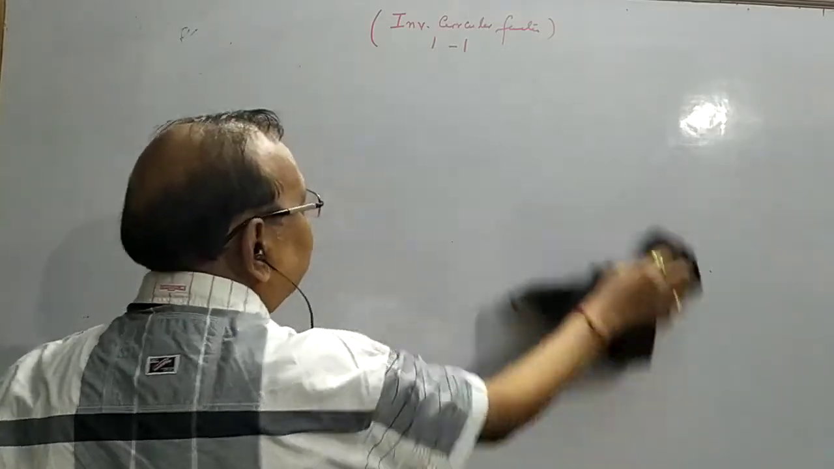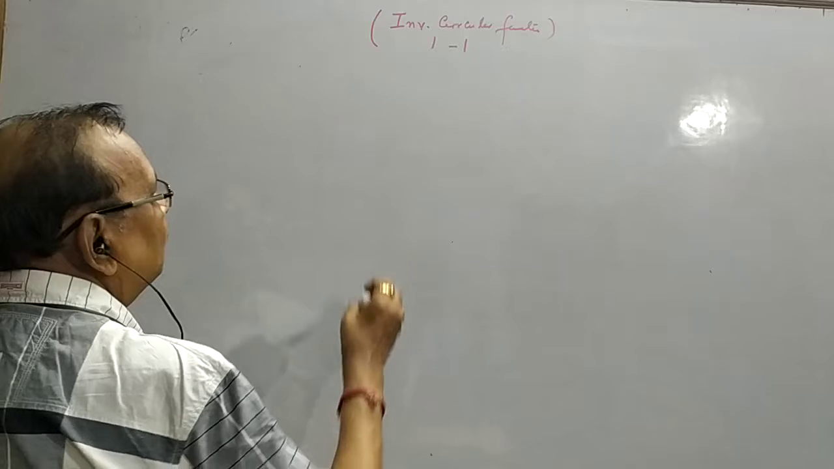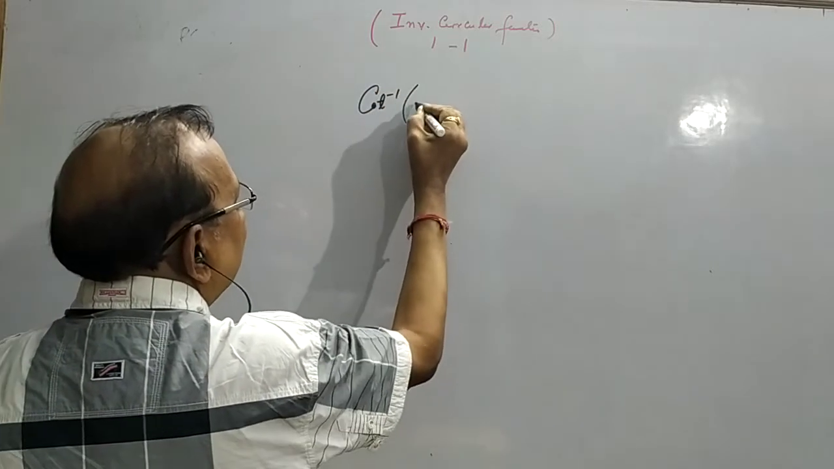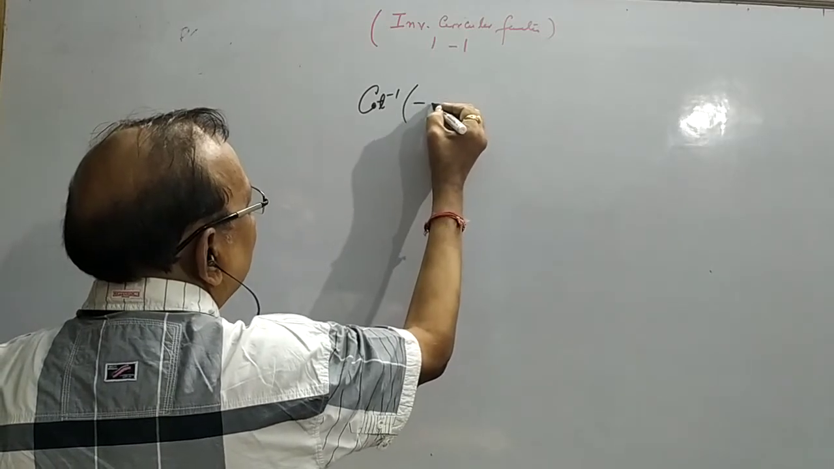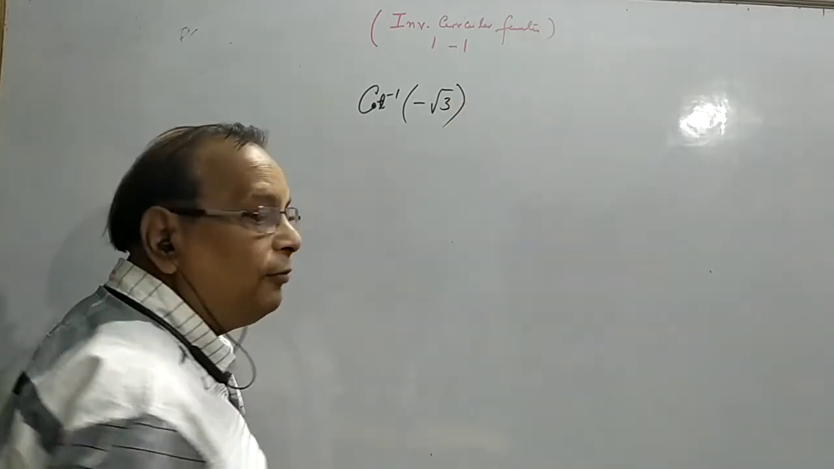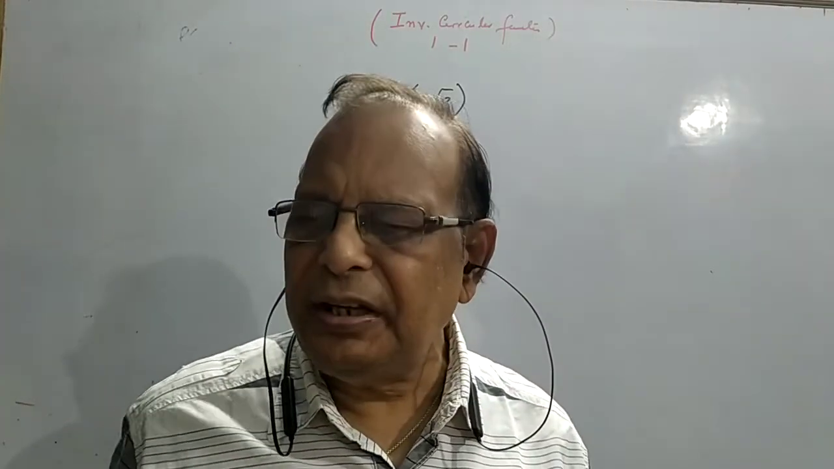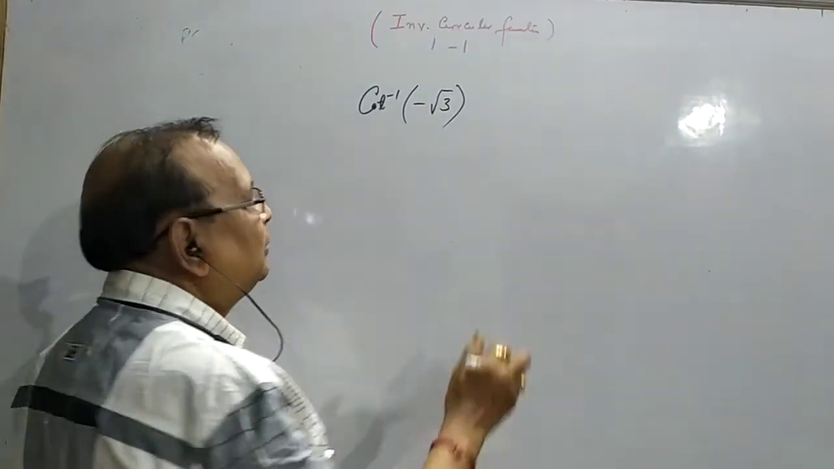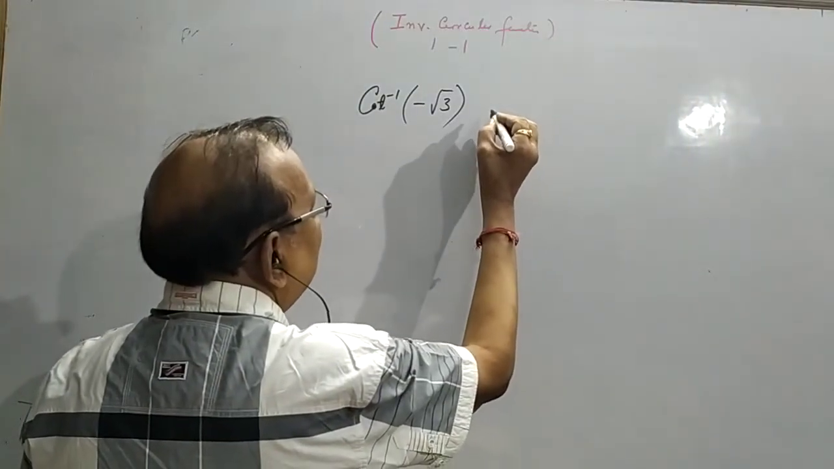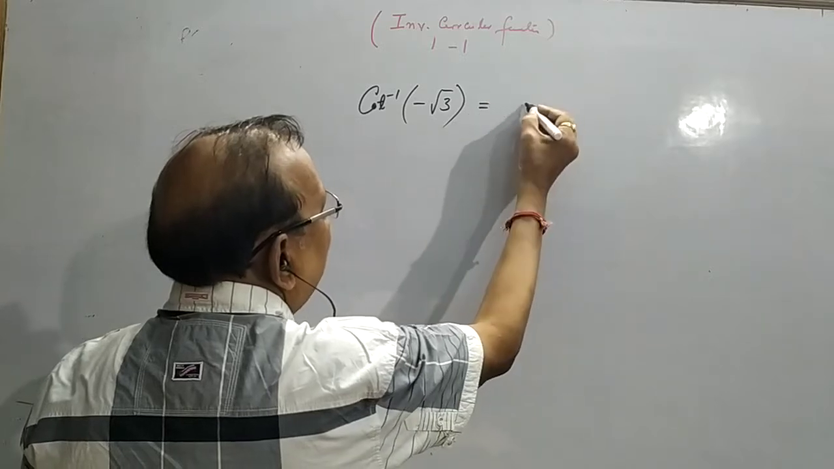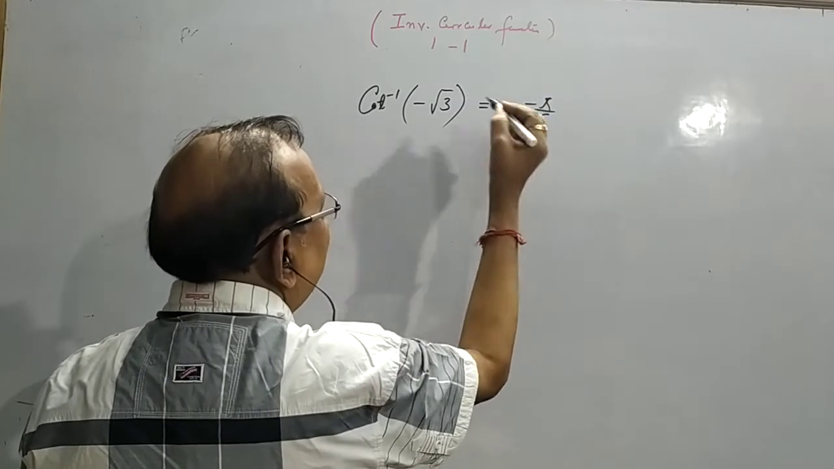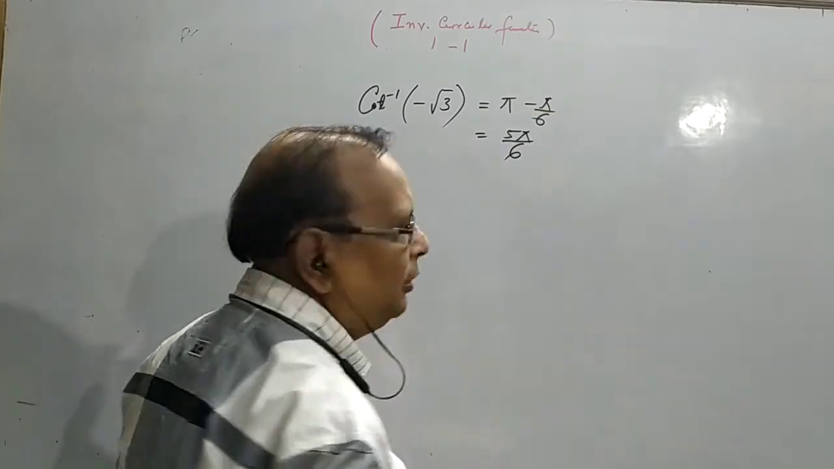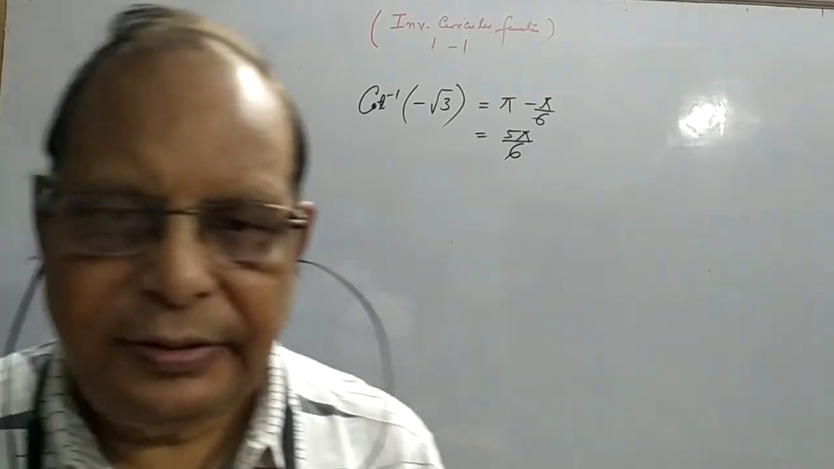Similarly, we may consider cot inverse minus root 3. Cot inverse root 3, whose cot is root 3 in first quadrant is given by that angle to be pi by 6, and here minus pi by 6, as it is negative, and pi will be added. That is 5 pi by 6. I think there is no problem for that.